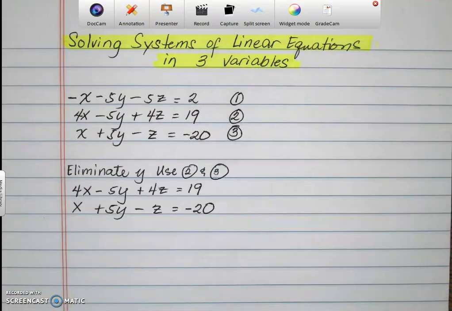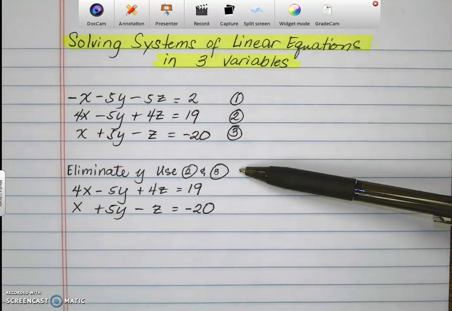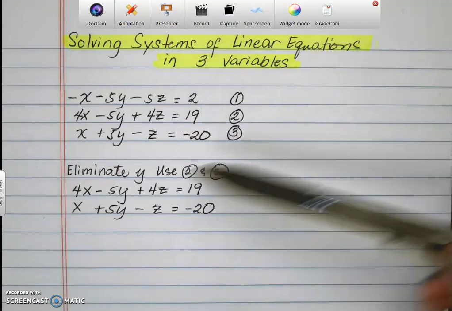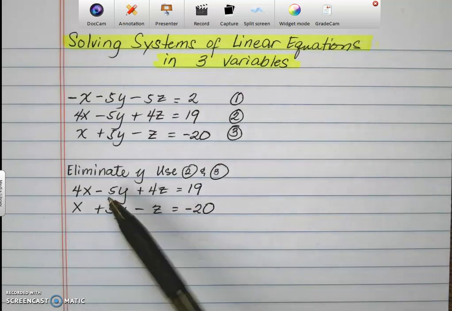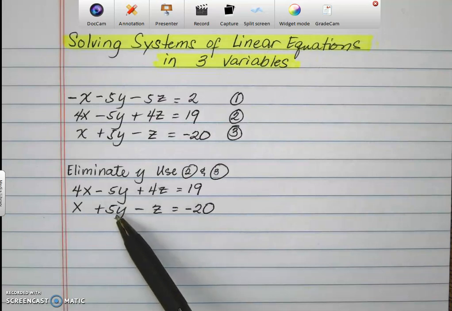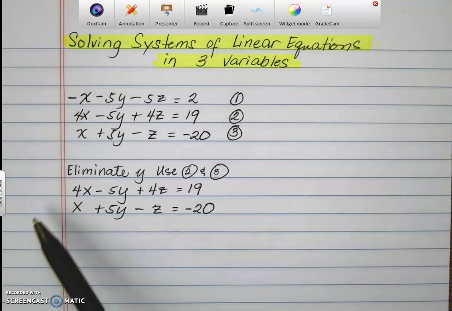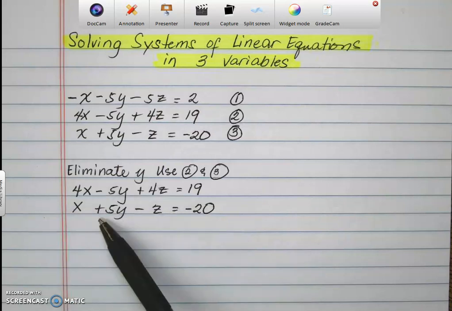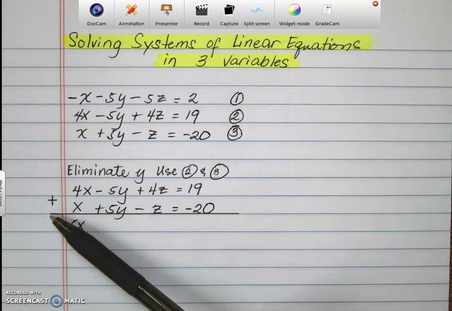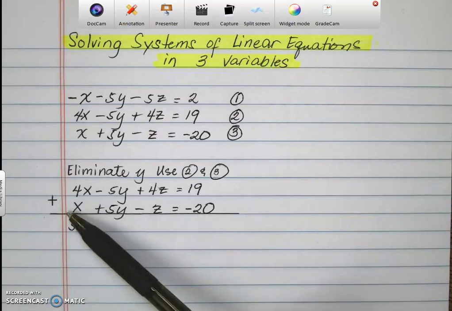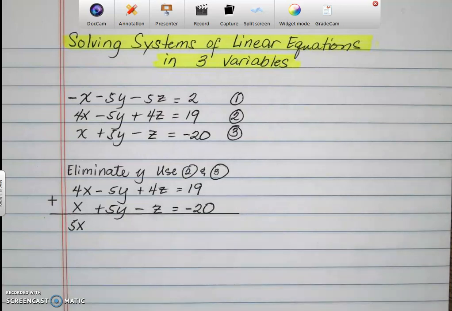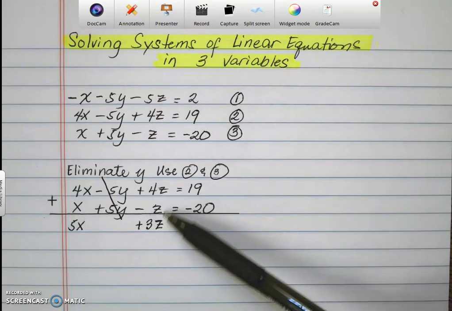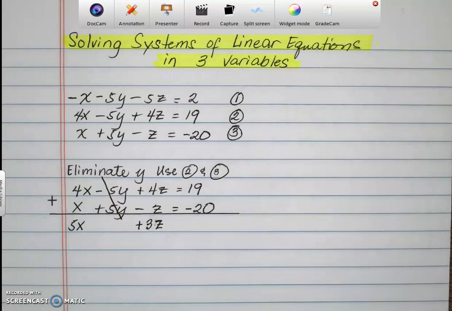Let's begin. So labeling is so important. So eliminate y, use 2 and 3. Make sure to write that down so that you don't get confused. In this particular case, since I'm eliminating negative 5 and positive 5, what you're going to do is to add them in order for this to become 0. All right, so 4x plus 1x, so you know there's a 1 there, that becomes 5x. And then negative 5y plus positive 5y becomes a 0. And then 4z plus negative 1z is positive 3z.